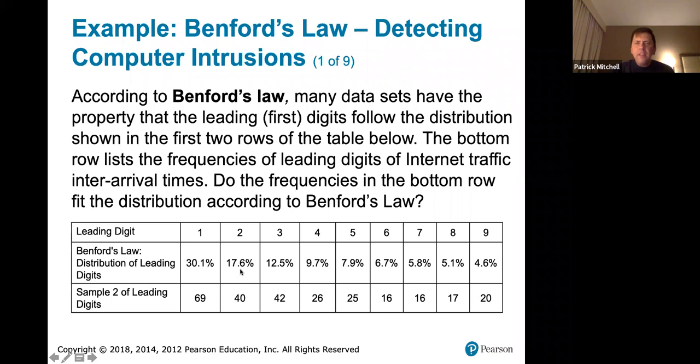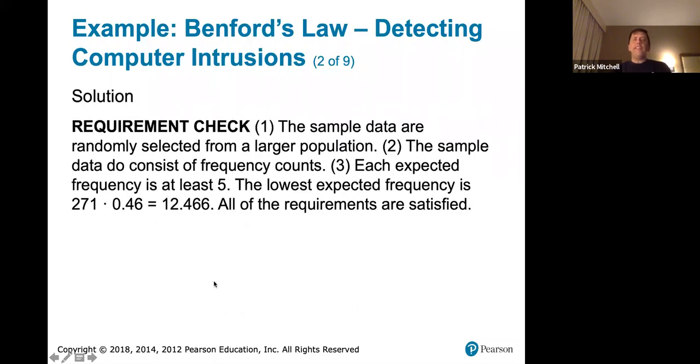Okay. Did they ever say exactly how many of these times they were looking at? Oh, no, they didn't, but we can figure it out. We're going to have to figure that out by adding all of our observed frequencies together. So that's easy enough. The sample data are randomly selected from a larger population. The sample data do consist of frequency counts.